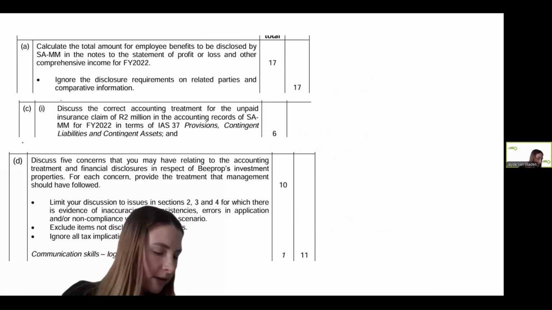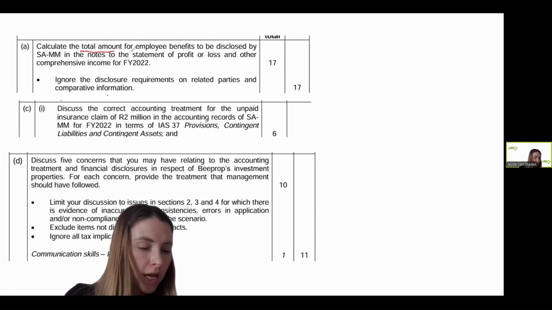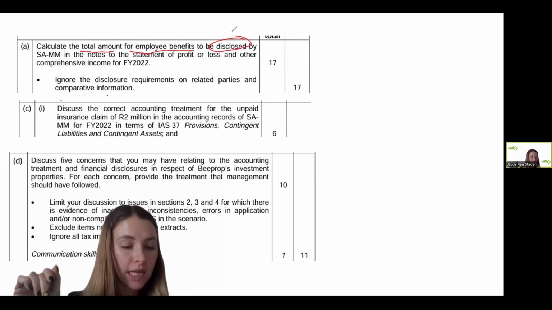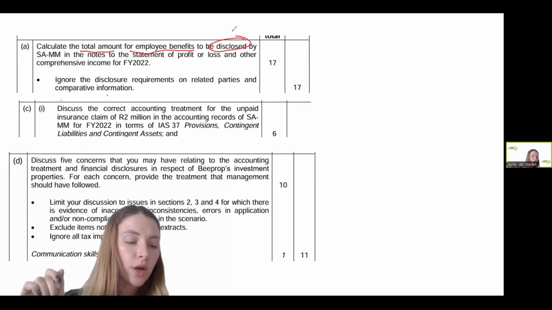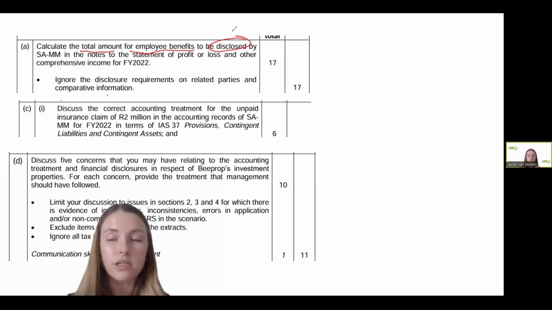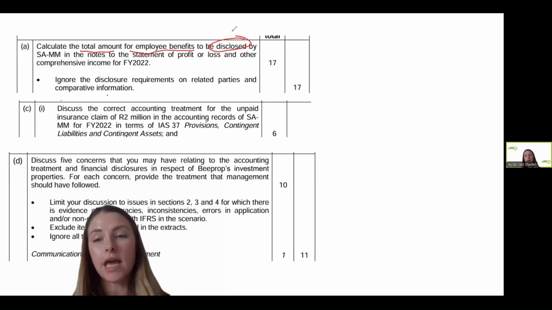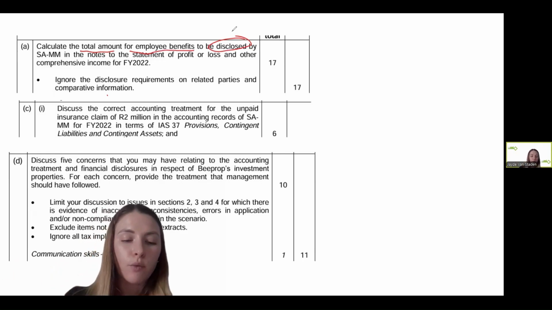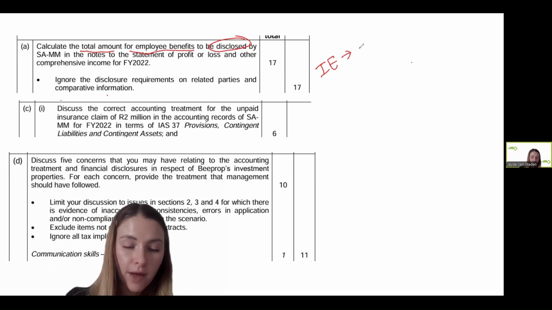Okay, so now we have got calculate the total amount for employee benefits to be disclosed by SAMM in the notes to the statement of profit or loss and other comprehensive income. So they're not asking you for the disclosure, but they're asking you to calculate the elements that go into the disclosure. Okay, so this is where you might want to open your illustrative examples and see if there is an example of what is typically found in that disclosure. And once you've looked at your illustrative examples and you've found what's in that disclosure, you are now going to know what you need to calculate.